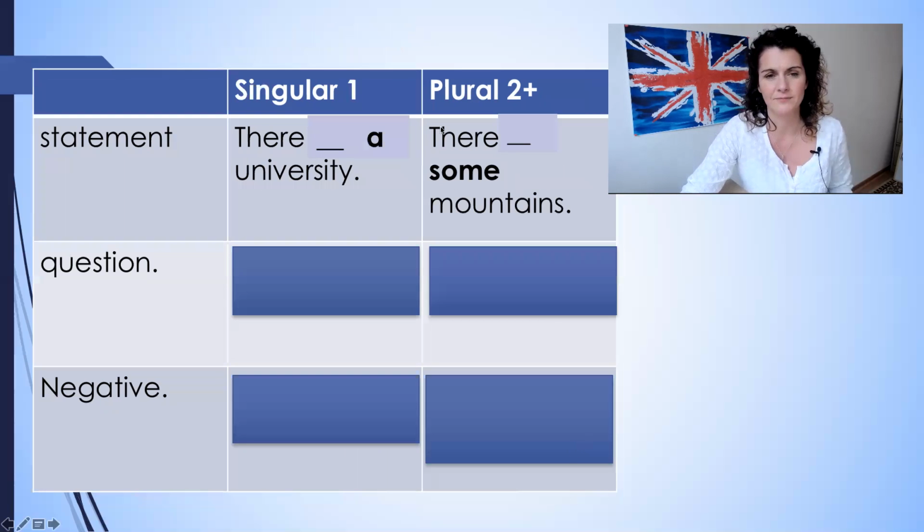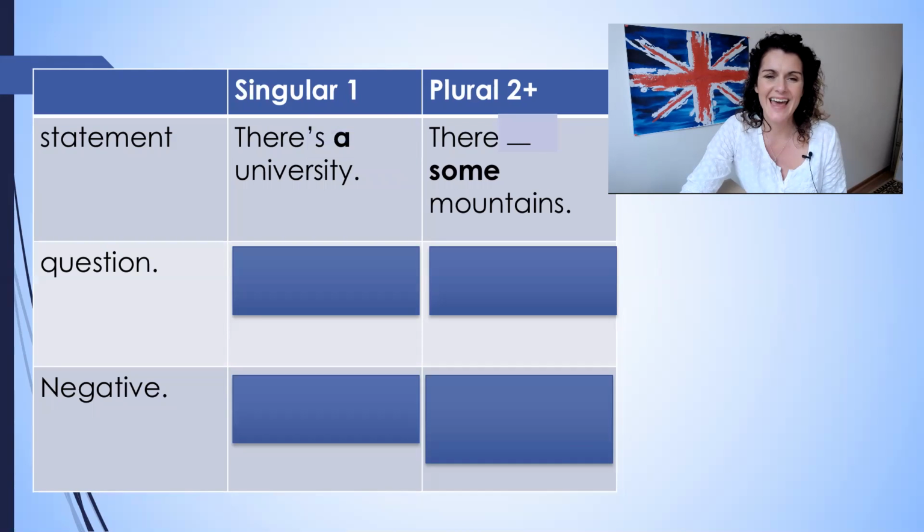Let's try that again. So here are our positive statements, the singular. What's missing? What should this be? There's a university. What about the plural phrase?